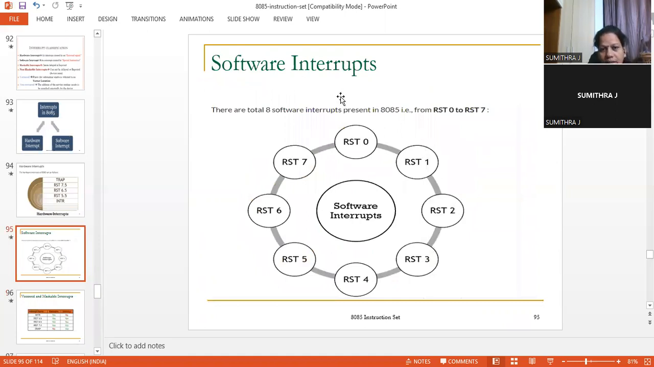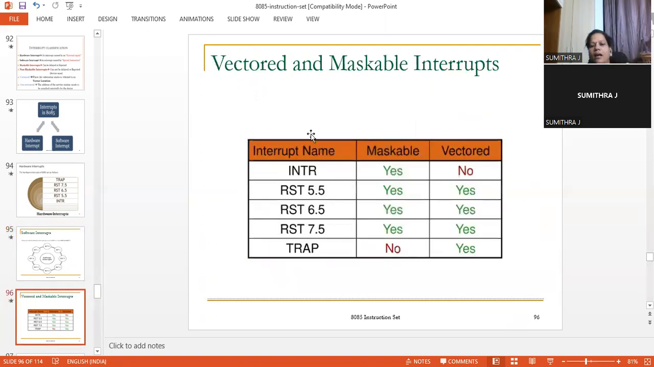And coming to the software interrupts, there are a total of 8 software interrupts in the 8085, starting from RST 0 to RST 7. So RST 0, RST 1, RST 2, till RST 7. And here is the table which shows the nature of the interrupts, that is, for the hardware interrupts, whether it is a maskable one or a vectored one.